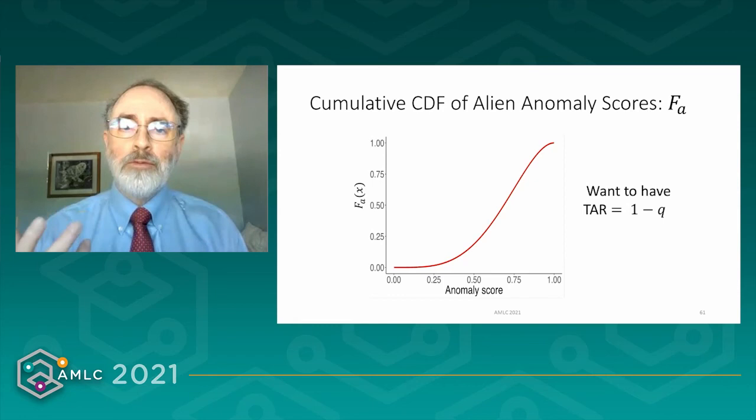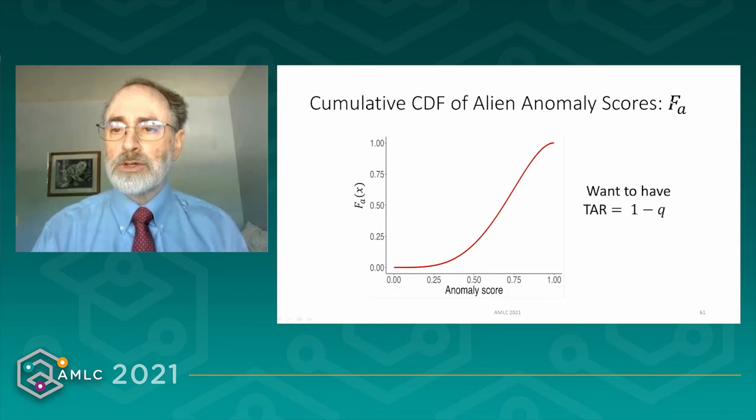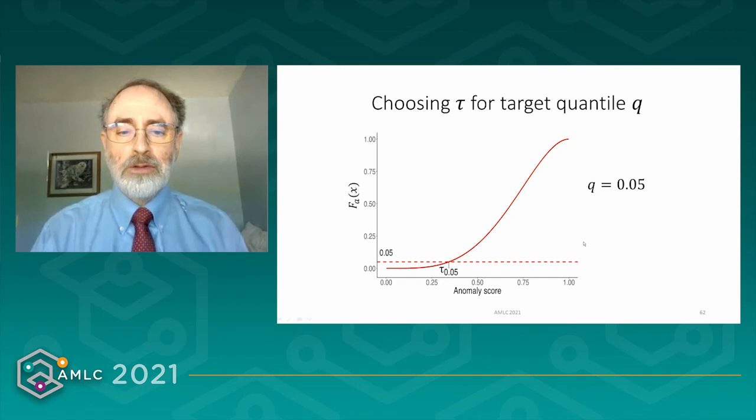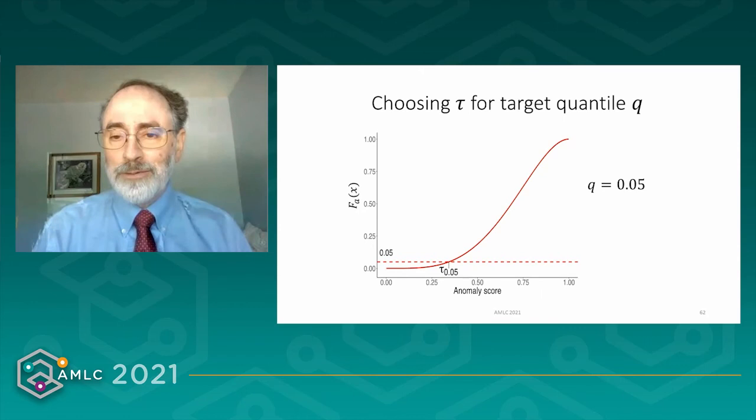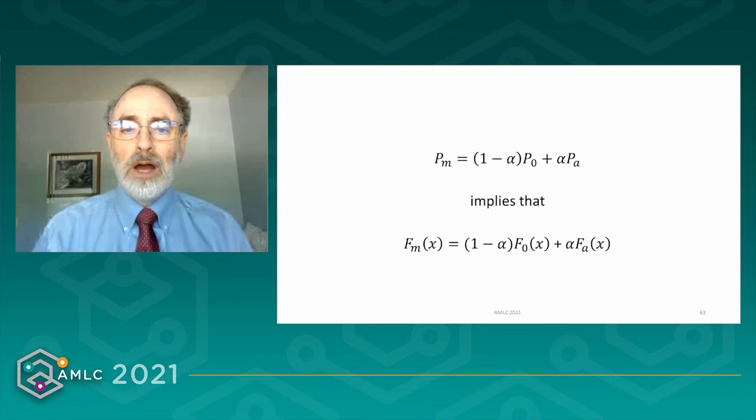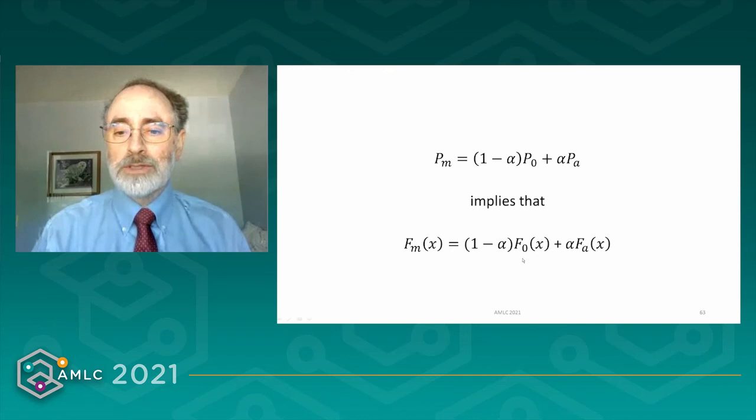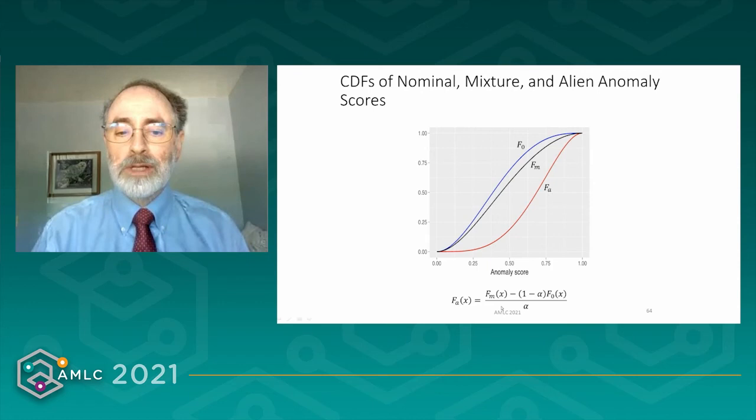then if we could compute the cumulative distribution function of the anomaly scores for the anomalies, it would look like this, then we could set our threshold tau here to get the 5% quantile of this CDF instead of the PDF. And so that's what we would like to do. But of course, we don't have the CDF for the anomaly scores either. But if the densities are a mixture, then the CDFs are also a mixture. And if the CDFs are a mixture, then we can do some little algebra here, and we can solve for the anomaly CDF by subtracting the mixture and the nominal and dividing by alpha. So ideally, we'd have a picture that looks like this. We estimate F0 and FM from our two samples, S0 and SM, plug them in here, and we get out FA.